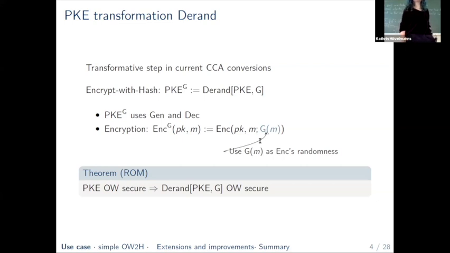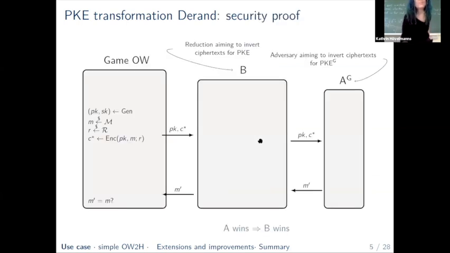And this is a scenario in which we will encounter reprogramming. So what I will do now is to sketch the proof. So on this slide, we have on the right-hand side an adversary aiming to invert the ciphertexts for the new derandomized scheme. And we want to construct a reduction that inverts ciphertexts for the underlying probabilistic scheme. And the adversary expects as input a public key and a challenge ciphertext C star, and will answer with a guess for the plaintext M prime.